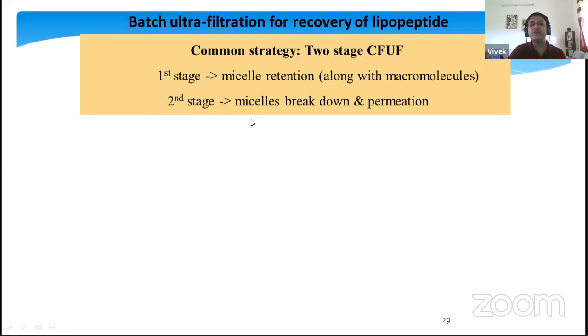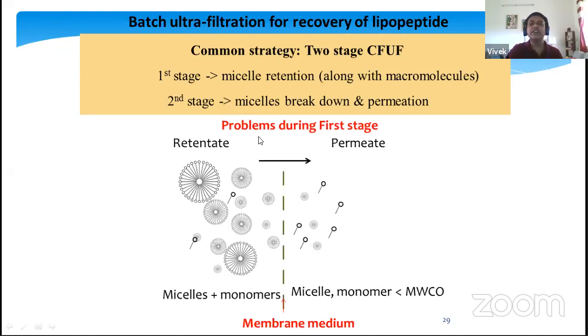In the second stage, we try to collapse these micelles by adding a solvent. A very simple solvent is methanol. You add methanol to these micelles and try to break them. When you break these micelles, they are broken down to their monomeric forms, which are smaller in size and can easily permeate through the pores of the ultrafiltration membrane, while retaining the larger macromolecules in the retentate. That is how normal cross-flow ultrafiltration works.